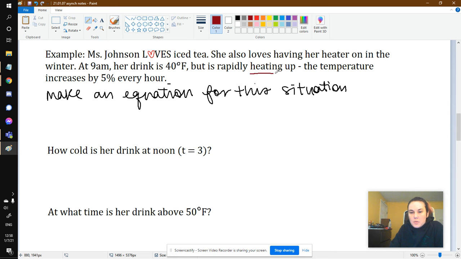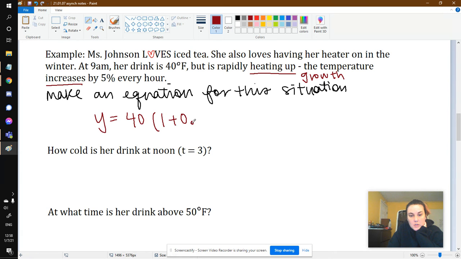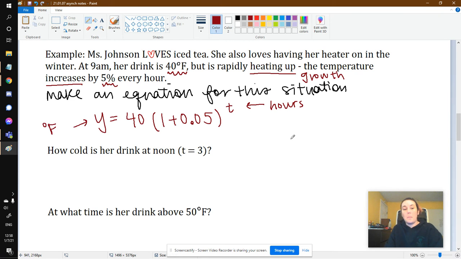Okay. So make an equation for the situation. We're going to use exponential growth because the temperature is increasing, right? So we're going to say it's y equals, so total value of the temperature equals 40 degrees. That was my starting point. Times 1 plus 0.05, because this is my percentage increase, to the power of t, where t is hours, right? And the unit for y is degrees Fahrenheit.